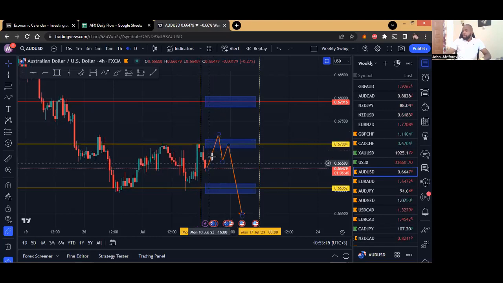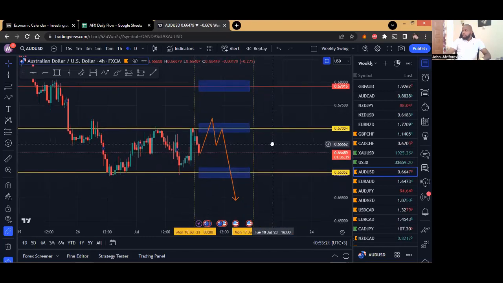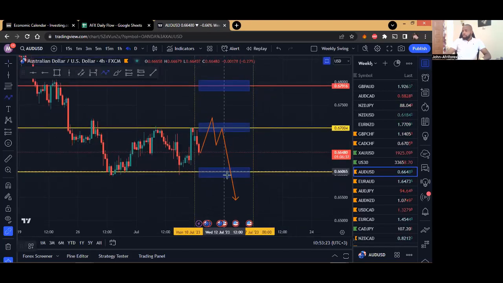So be well aware of that. But you still could find that the market could come in within here and then possibly end up still coming down. So watch out for that.